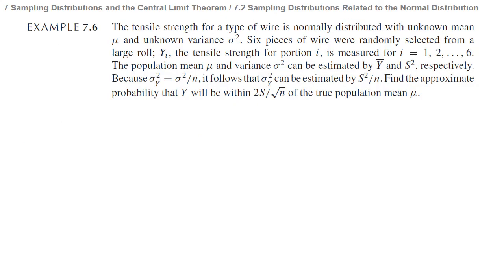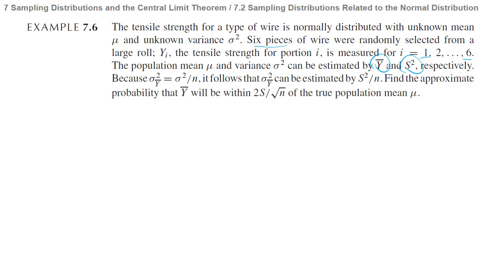Let's move on to example 7.6. The tensile strength for a type of wire is normally distributed with a known mean mu and a known variance sigma square. Six pieces of wire were randomly selected from a large roll, and yi, the tensile strength for portion i, is measured for i equals 1 to 6. The population mean mu and variance sigma square can be estimated by y bar and s square respectively.